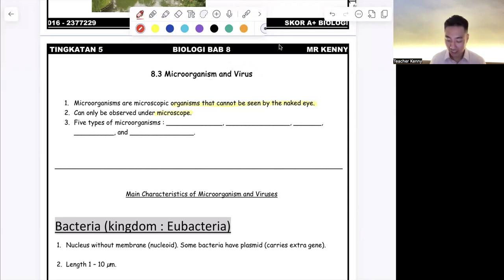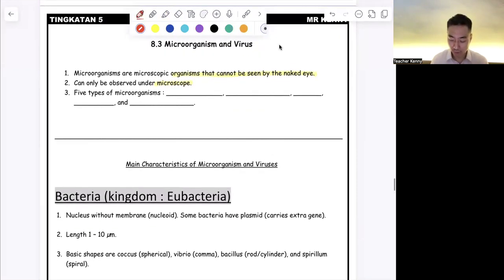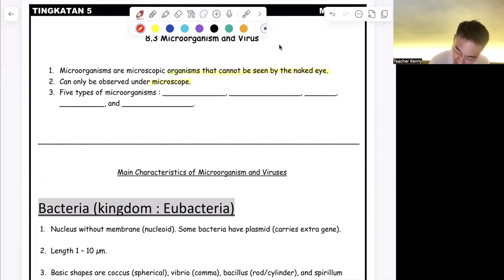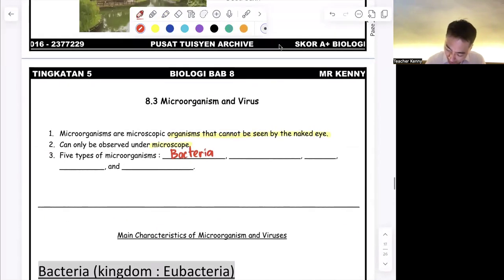We'll see later. But for simplicity's sake, we put them under 5. The first one we're going to look at is the bacterial world. Not much, just a little story on them. Bacteria, and then we're going to move to, let me follow my flow.